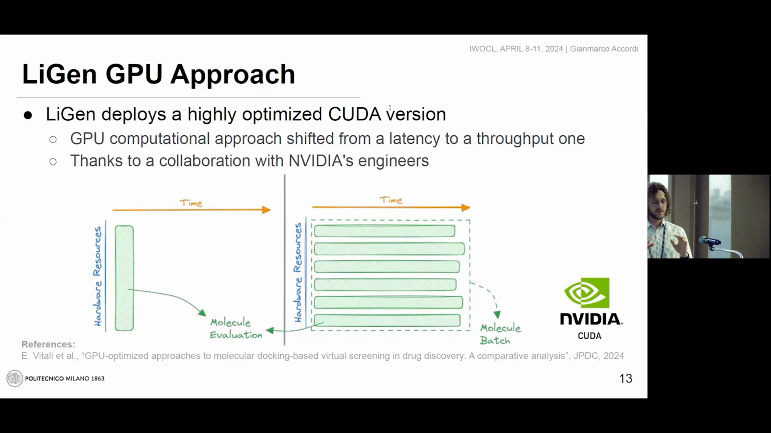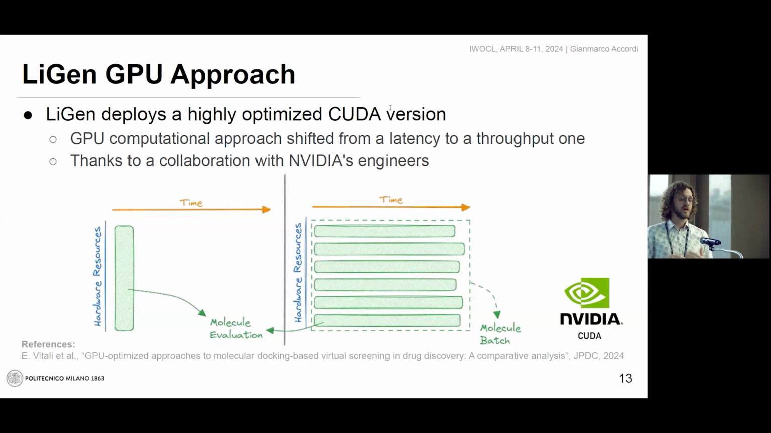The XCAD for COVID virtual screening campaign we had has been done in collaboration with NVIDIA. So we deployed a new version of the code, a new approach. We shifted from a latency-oriented approach to a batched one, in which we try to achieve full GPU occupancy. This kind of approach is very efficient for our use case. So instead of screening a ligand in a small amount of time, we screen a lot of them, but the number increases in the same time frame.